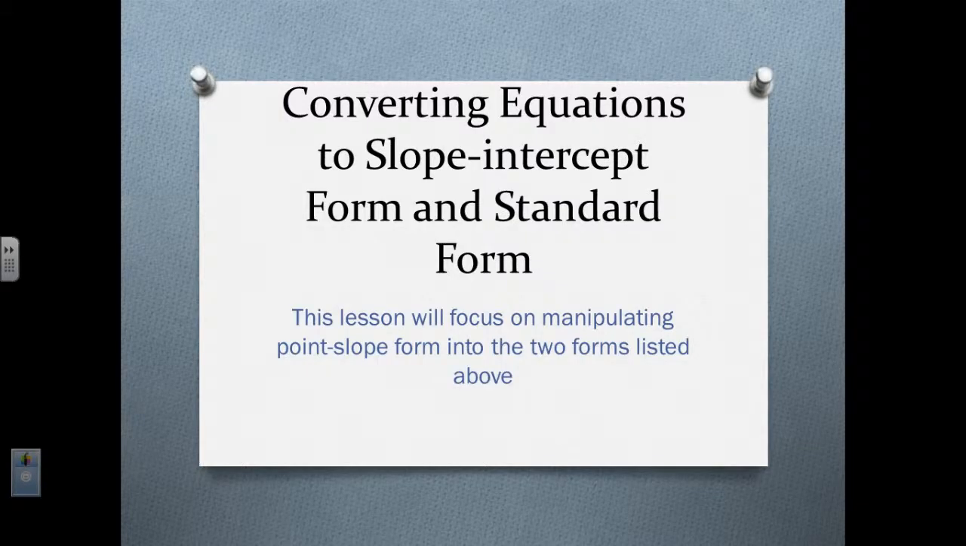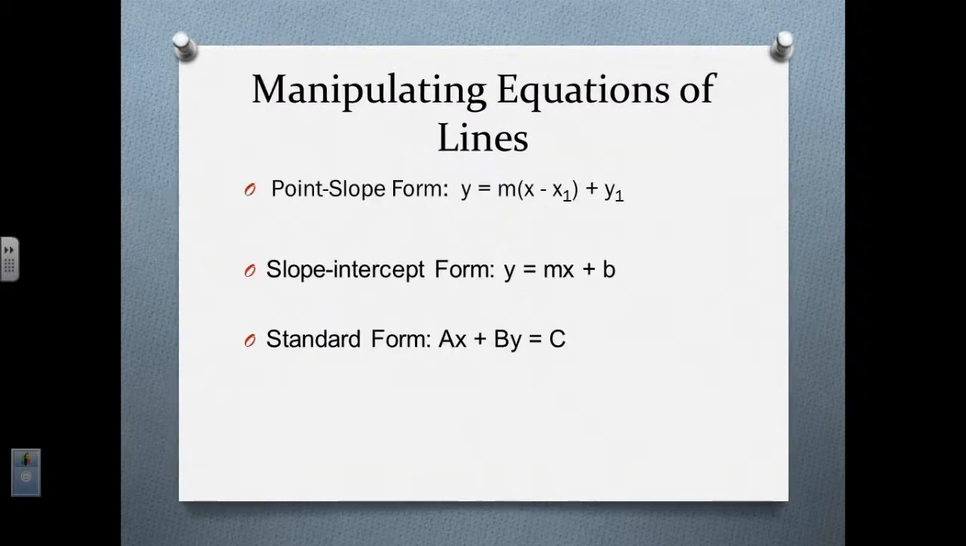Okay, this video is going to help us convert our equations to slope-intercept form and standard form. This is the follow-up to the previous lesson where we learned how to write equations in point-slope form. So what we're going to work on now is changing point-slope form into either slope-intercept form or standard form. Remember in our last lesson that point-slope form was y equals m times quantity x minus x1 plus y1.